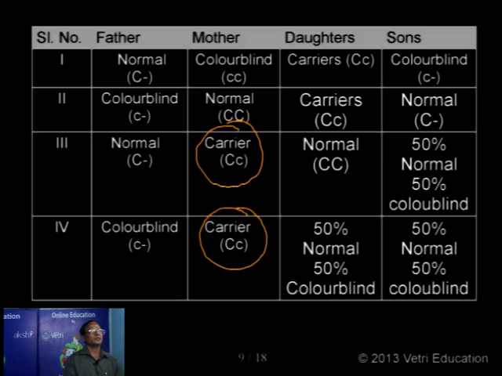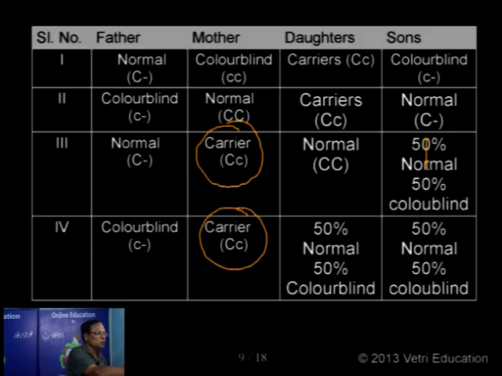Leave the female, let's come to the female later. The son of a carrier woman always has a 50% chance of being colorblind. So out of the 2 sons, one is colorblind, one is normal. Now what about the daughters? If you want to look at the daughters in such cases, you have to look at the father. If you want to know the nature of the sons, you look at the mother. If mother is carrier, definitely 50% of the sons will be colorblind. Out of two, one is colorblind.